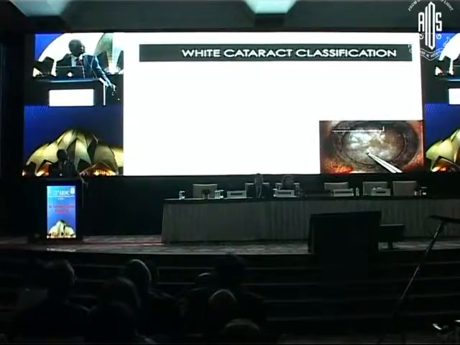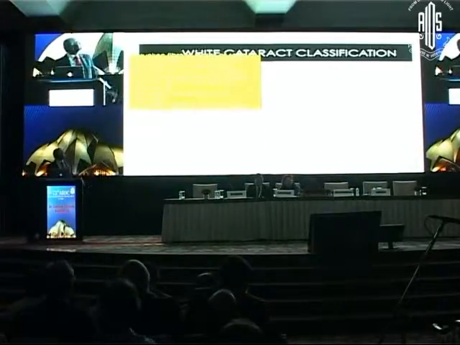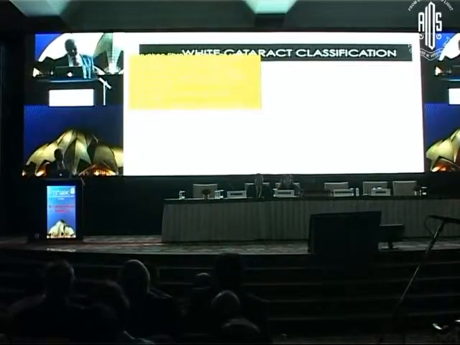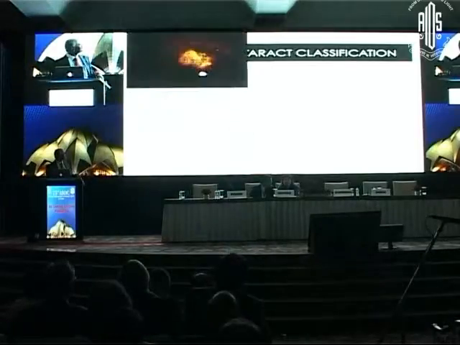You can see this is the hypermature cataract. Then also you can see the hypermature cataract in uveitis. Because of the hydration, there may be a hypermature cataract, but with uveitis. So here the cataract with the uveitis.